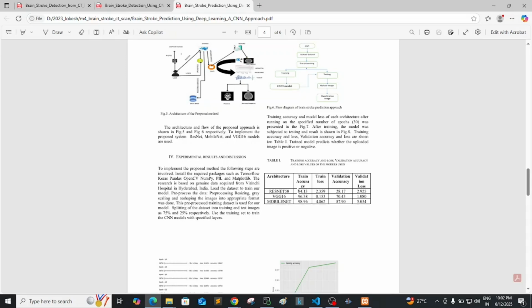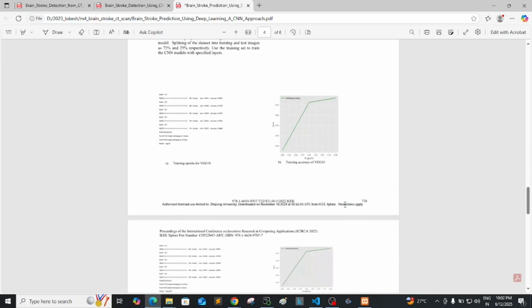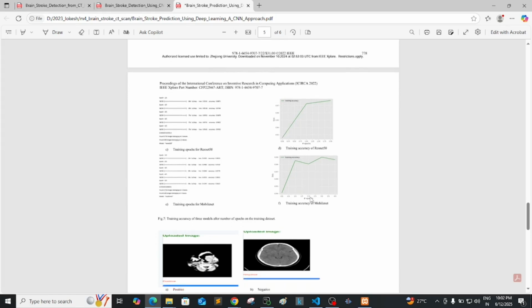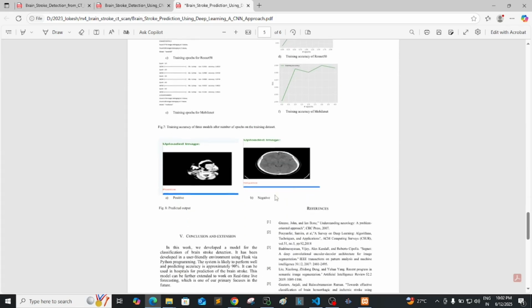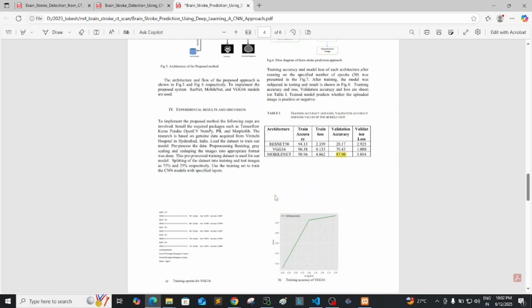But this is a completely overfit model. You see here, MobileNet is 98.96, and this is 87.90. There is a high gap between the accuracies, so we call this an overfit or underfit issue. They are giving a graph and some results, but this paper is not at all giving good results, and it is completely overfit.